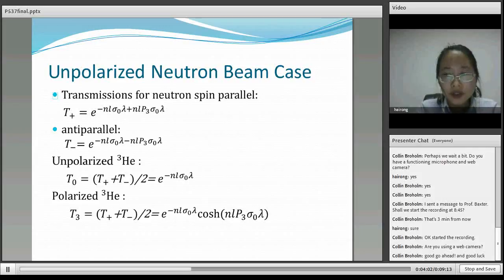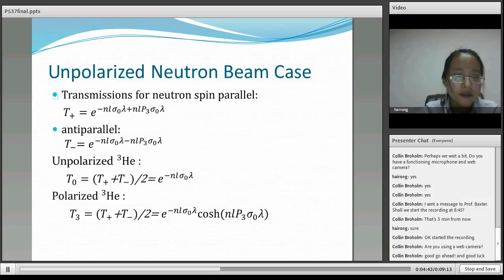Then, for the unpolarized neutron beam case, if we mark the transmission for spin parallel as T plus, it is equal to e to the negative NL sigma lambda plus NL P3 sigma lambda, where sigma is the cross section and P3 is the polarization of helium-3. And for the antiparallel situation, we only need to change the sign before NL P3 sigma lambda from plus to minus.